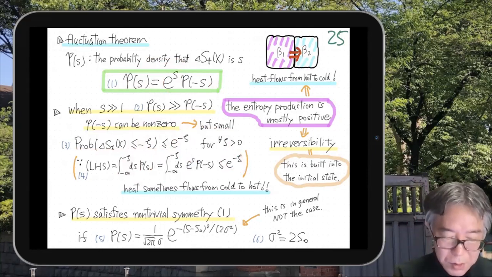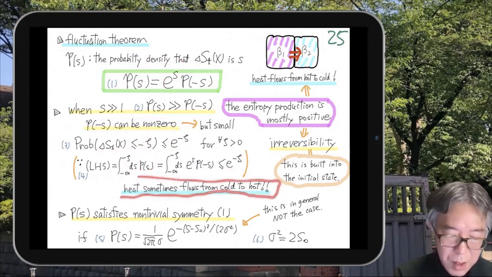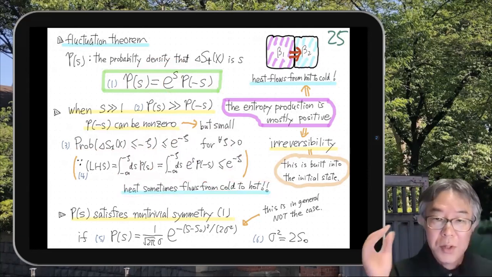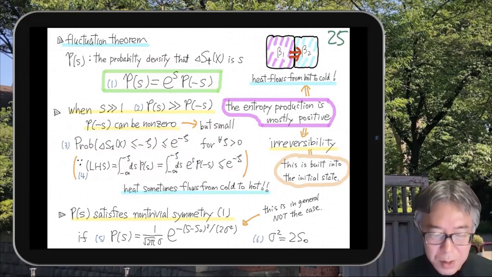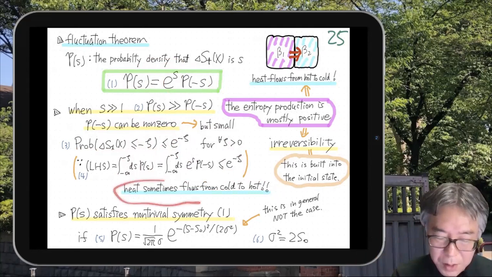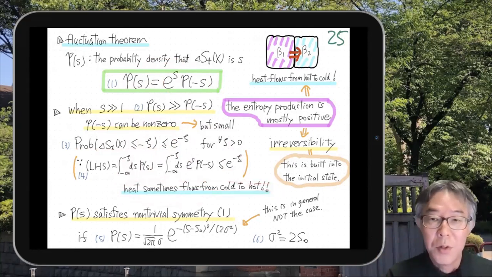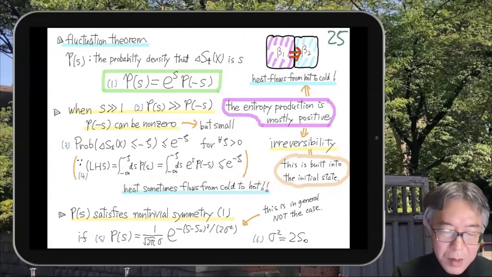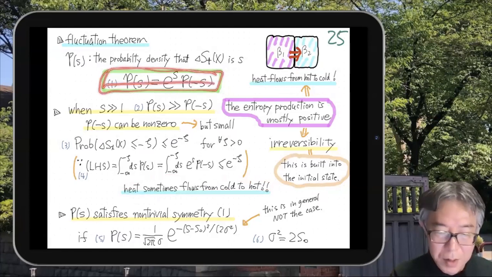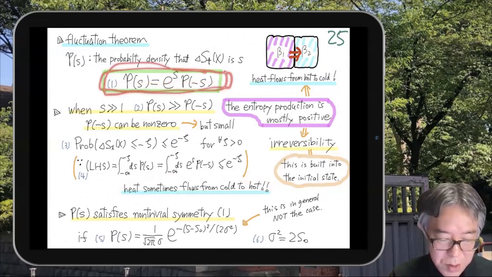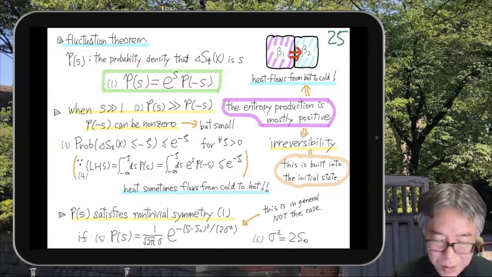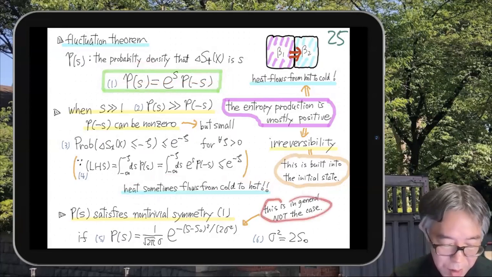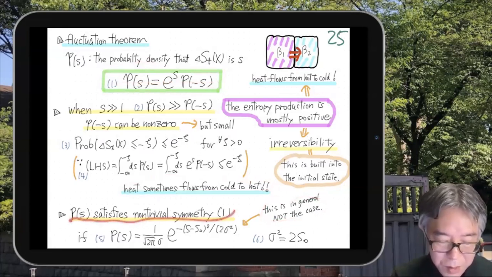So this tells you that heat sometimes flows from cold to hot. Of course, if you are looking at a huge system with many, many particles, then the probability of finding heat flowing from cold to hot is very small. But if we are looking at a small system with large fluctuations, then sometimes this can be observed, at least in numerical simulation, and this symmetry is there. It's a non-trivial, interesting symmetry. I'm not going to go into detail, but let me say that this is a very non-trivial symmetry.